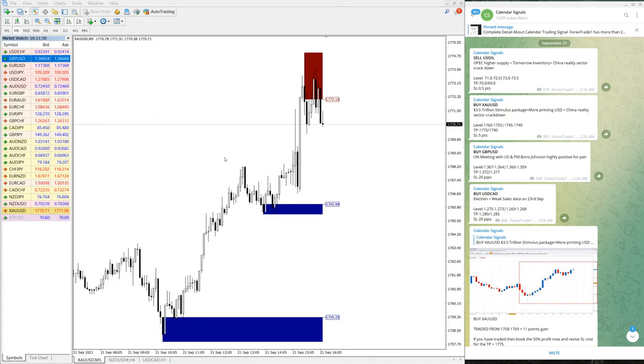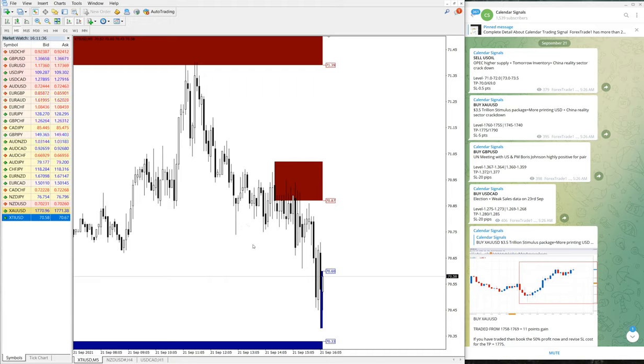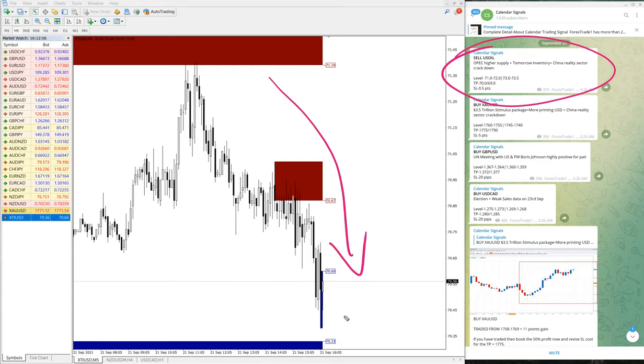Then we will move on to the next signal, which is oil, XTIUSD. XTIUSD is USOIL. So on USOIL we have given a sell call, because of OPEC higher supply and tomorrow's inventory and also China's realty sector crackdown. Because of all these reasons we have given the sell USOIL signal, and it has clearly performed. You can see the downtrend here, and it is still going down.